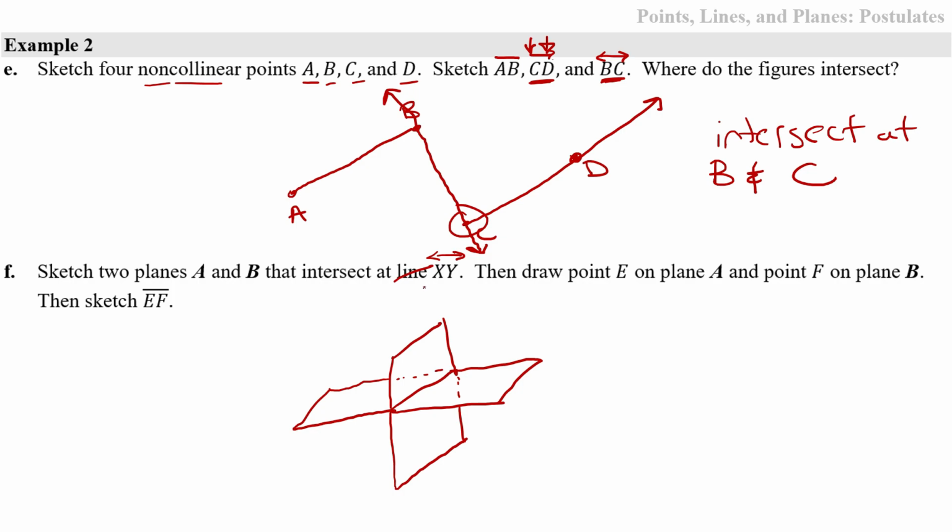I need to draw that they're crossing that line XY, so I'm going to call this point X and that point Y. And I'm going to call this one plane A and this one plane B. Then it says draw point E on plane A, so I'm going to put a point down here and call this E. Then draw point F on plane B, so on this plane I'm going to put a point there and call it F. That's pretty much it. And that concludes lesson 2, continuation of point, lines, and planes.